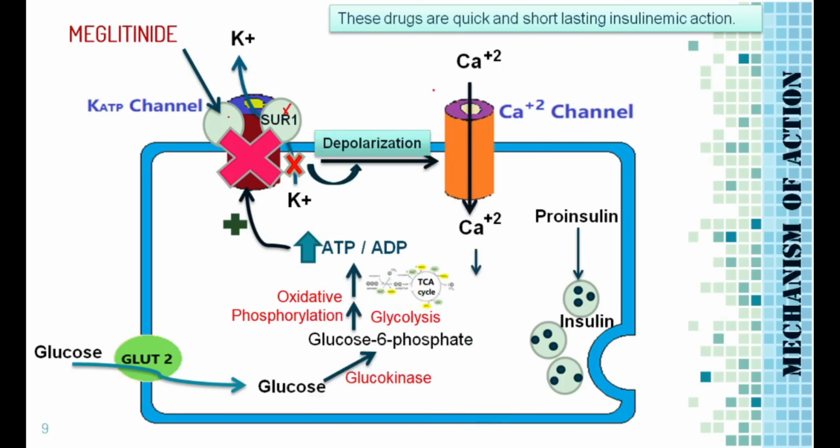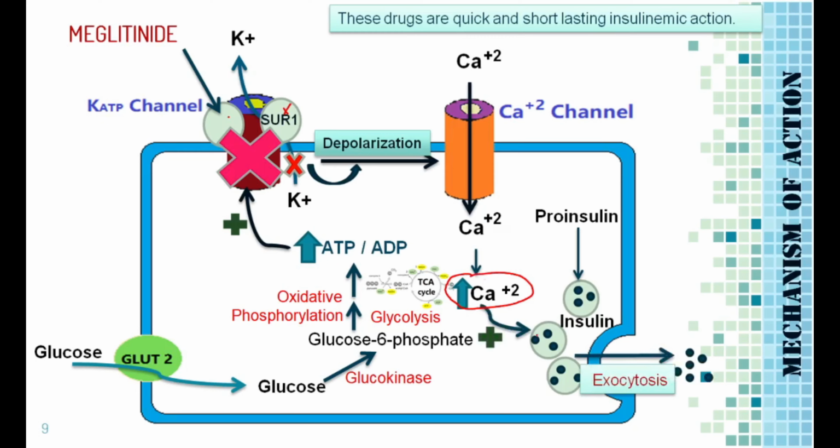It causes depolarization, so that calcium comes inside, the intracellular calcium level increases, and this calcium causes exocytosis and release of insulin. The only difference is that they do not bind with the sulfonylurea receptor; they bind with a distinct site of the K-ATP channel.